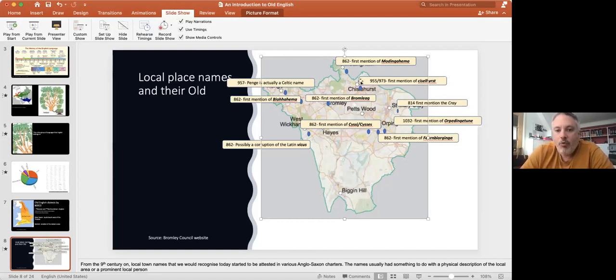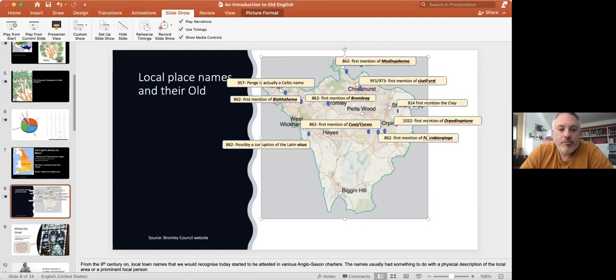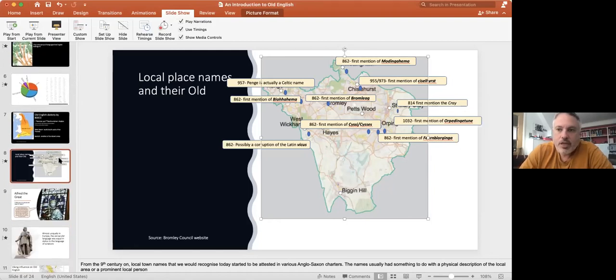And then if we go all the way through to the 11th century, the final one, which was recorded before the influx of the Anglo-Normans, after the Norman conquest, Orpington, which is to do with the name Orped, which is an Old English name. So it's the settlement of, or the town of, or for Orped. So you can see that the Borough of Bromley has got quite a long established history when it comes to Old English. And you can still see it in the same names that we've got today.